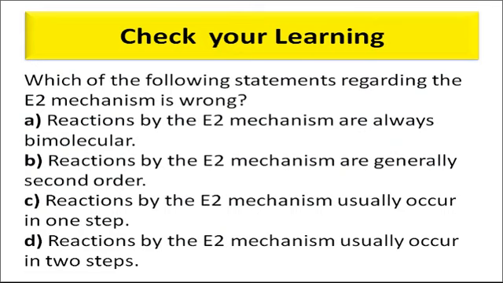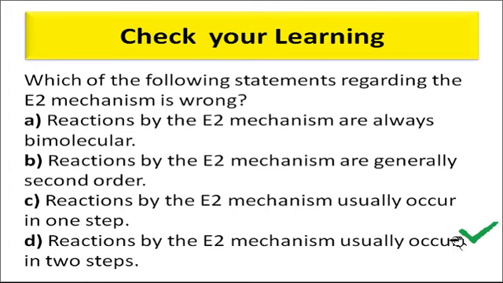So now time for your learning check. Read out the question here. Which of the following statements regarding the E2 mechanism is incorrect? Reactions by the E2 mechanism are always bimolecular. Reactions by the E2 mechanism are generally second order. Reactions by the E2 mechanism usually occur in one step. Reactions by the E2 mechanism usually occur in two steps. So think about it.